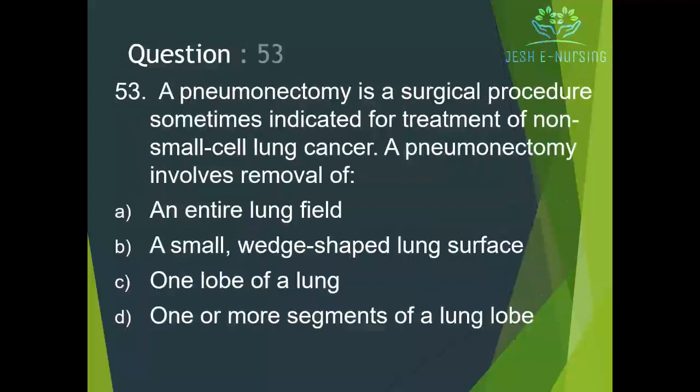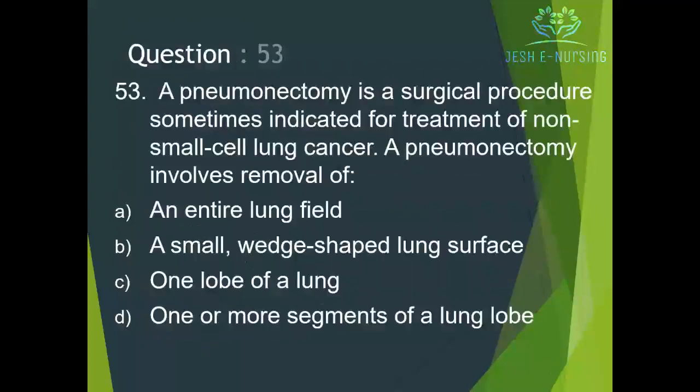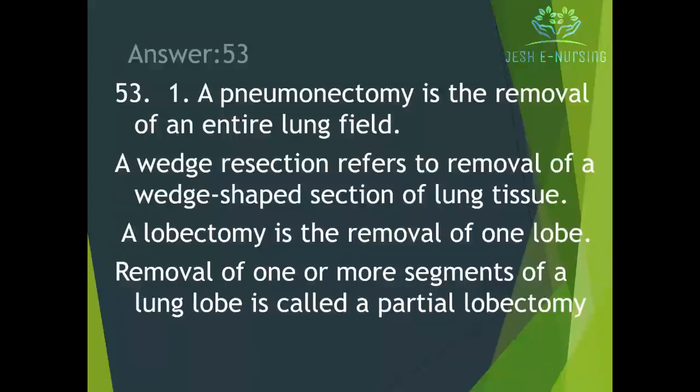Next question number 53. A pneumonectomy is a surgical procedure sometimes indicated for the treatment of non-small cell lung cancer. A pneumonectomy involves removal of the entire lung. A wedge resection is the removal of a small wedge-shaped section of the lung tissue. A lobectomy is removal of one lobe. Removal of one or more segments of a lung lobe is called a partial lobectomy.